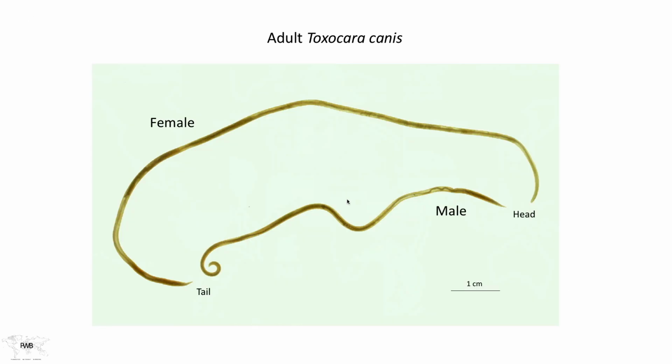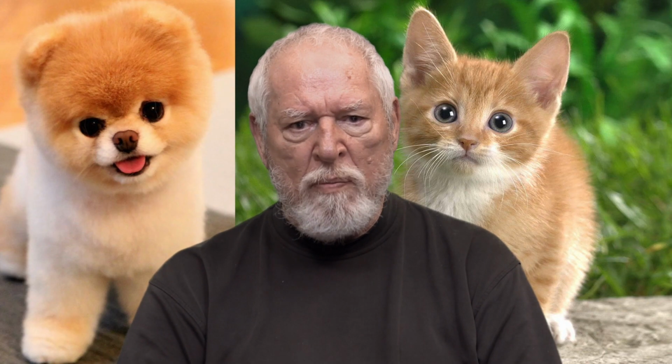Here are the adult males and females shown to scale. The male, of course, has a curlicue tail, as all nematode males do, or I should say most nematode males do. Females are more robust and bigger.